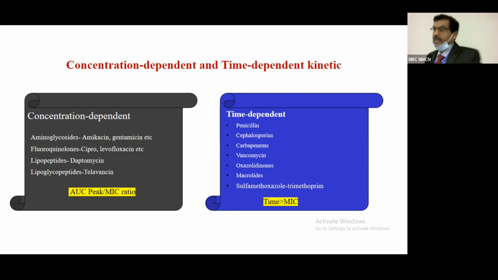Other is the time dependent drugs. In this group, very important drugs come like penicillin, cephalosporin, carbapenems, vancomycin, linezolid, macrolides, commonly used drugs. Most of these drugs have time dependent kinetics. So here in concentration dependent kinetics, area under curve is important. Here in time dependent kinetics, time is important, where you have to keep the drug above the MIC for a longer period of time.